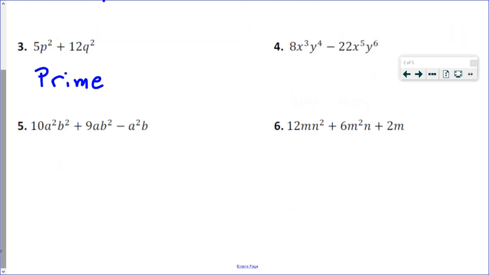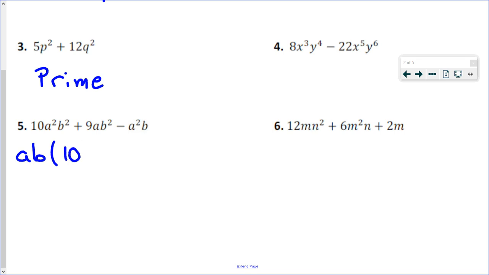All right, on the last one here, number 5, you have a 10, a 9, and you don't have a coefficient on this, so we're not going to be able to factor out a number here. So let's look at the variables. Each of these has, at a minimum, an A and a B. So there's an A here, and there's a B here. So we can factor out AB. So we're going to divide each of these terms by AB.